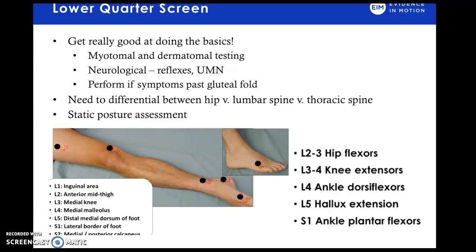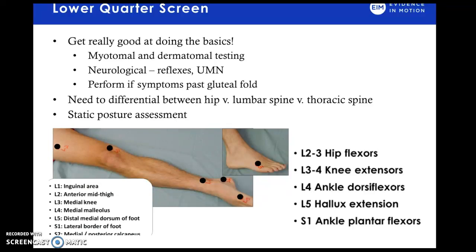The third topic was really over lower quarter screening, and the key point here, gang, is to get really good at doing the basics. So, this is a great chance, if this is unfamiliar to you, to really know this information and own it. And it also may be information that we really need to review. So have some good clinical resources at your disposal at your clinics. Feel free to print out this slide as one aspect.